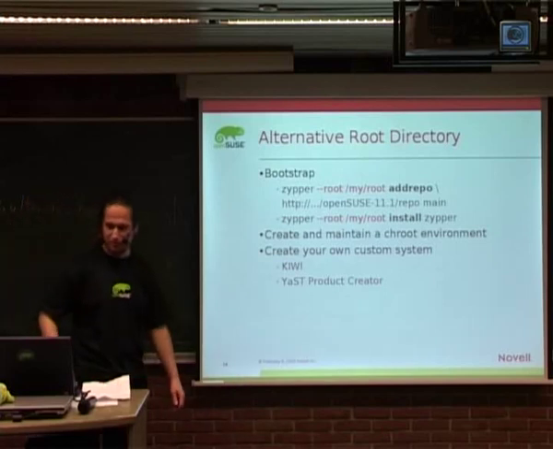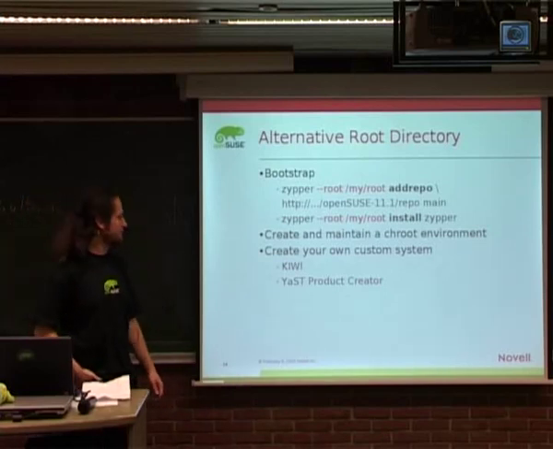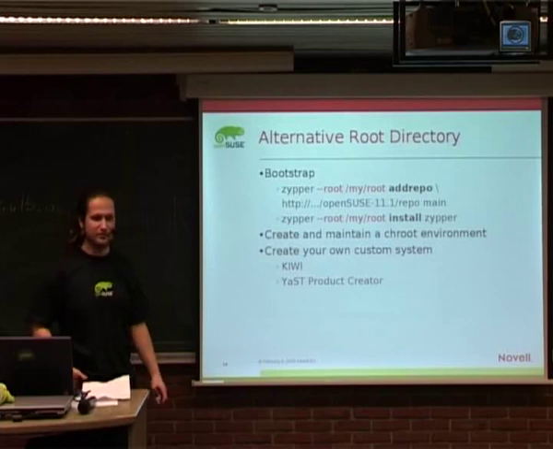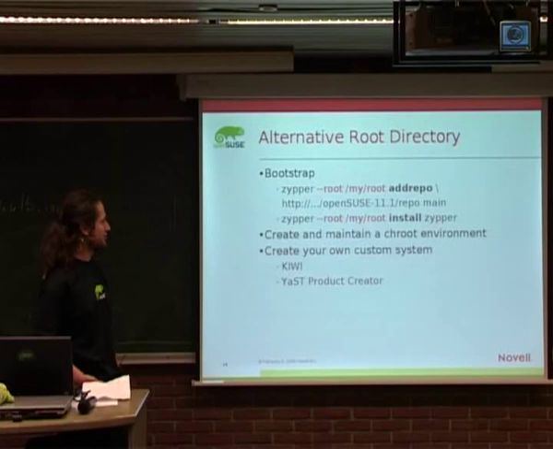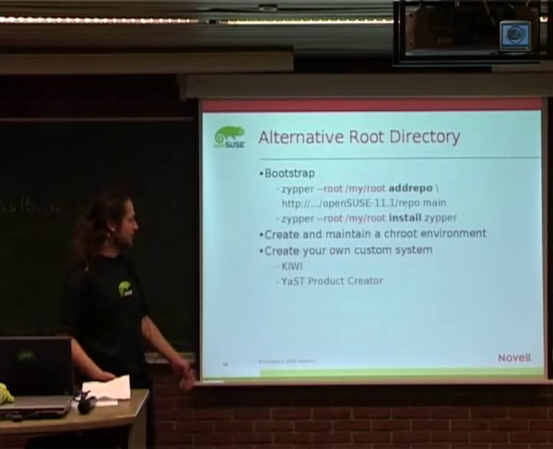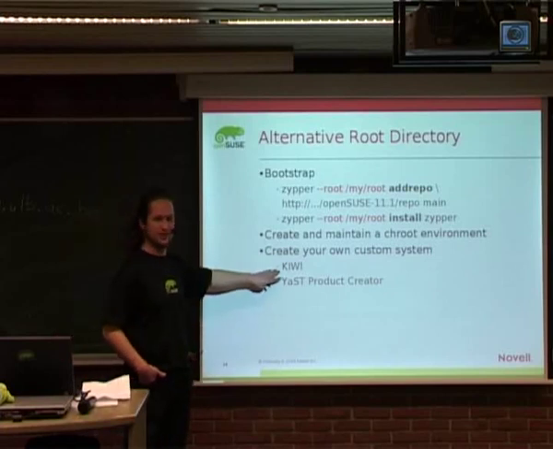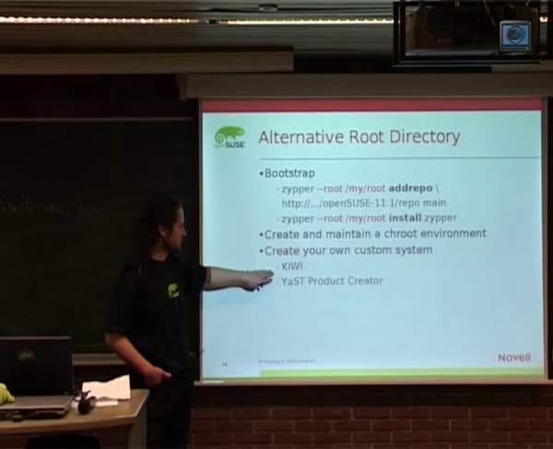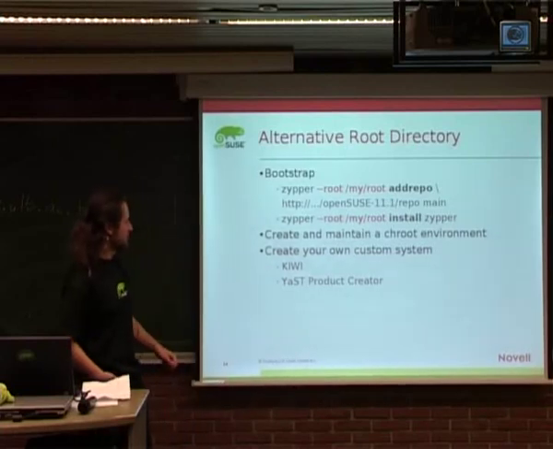You can tell Zypper to use an alternative root directory. This can be handy for creating a change root environment or for building your own appliance. Actually, Kiwi at least was using it in order to do this. I'm not sure if it still does. Yast product creator as well.